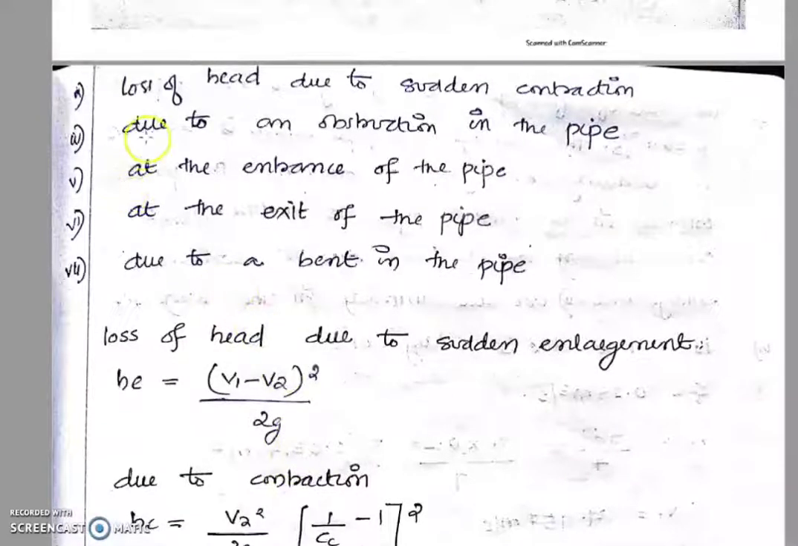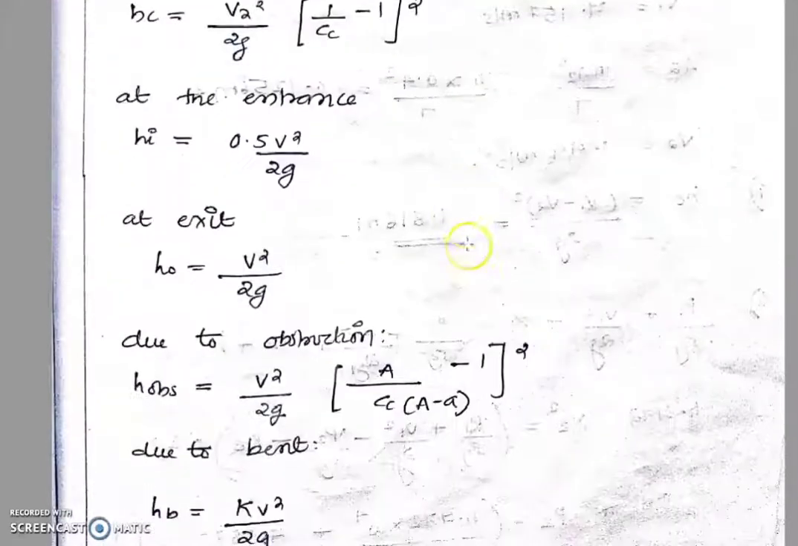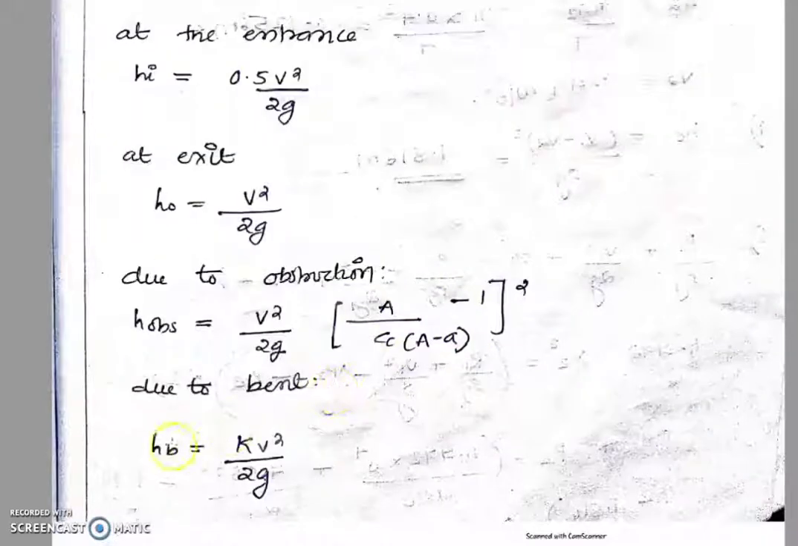Next one is due to an obstruction in the pipe. So here, due to the obstruction in the pipe, the head loss H obstruction or H obs is given as V square by 2g into (capital A by Cc into (capital A minus small a) minus 1) the whole square. I will explain this better with the help of a problem. You will understand what V, capital A, small a and all these things are. And the next equation is due to the bend, that is Hb equal to K V square by 2g.